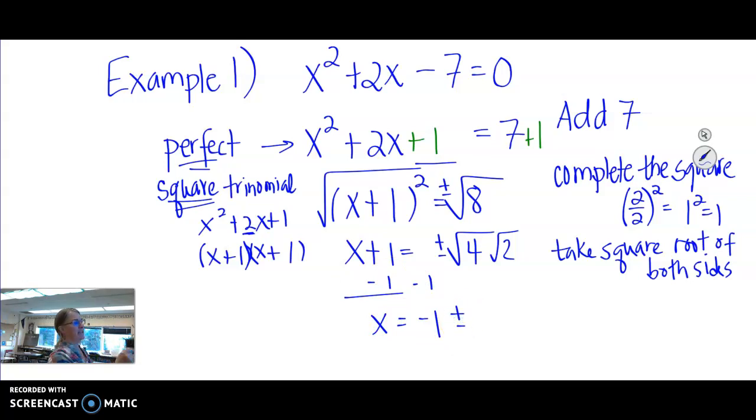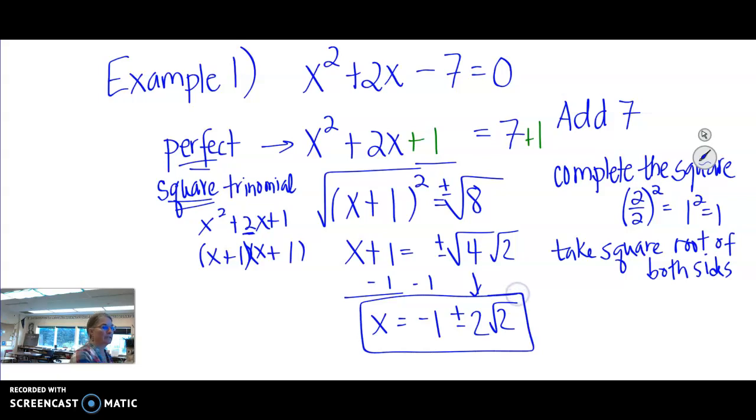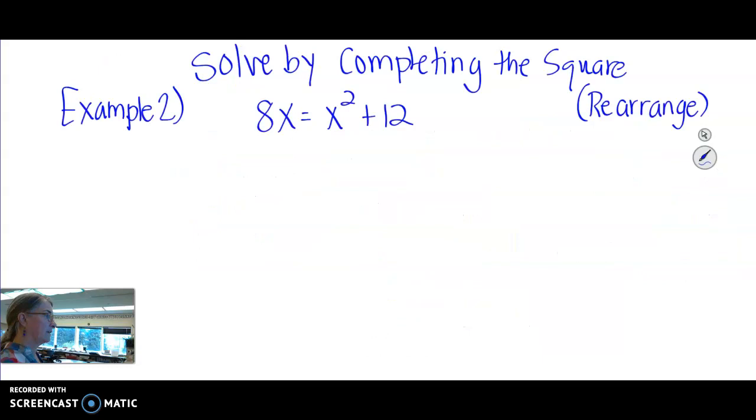And the reason I split 8 into 4 and 2 is because the square root of 4 is a perfect square. 4 is a perfect square, and so when I take its square root, I get a nice whole number here of 2. So the answer to this problem is x equals -1 plus or minus 2 times the square root of 2. All right.